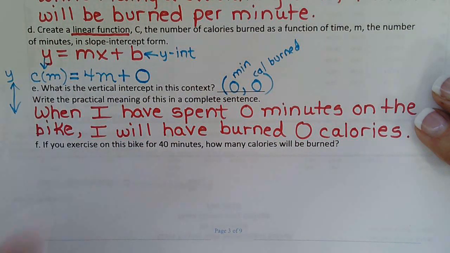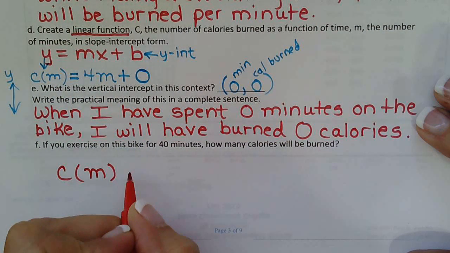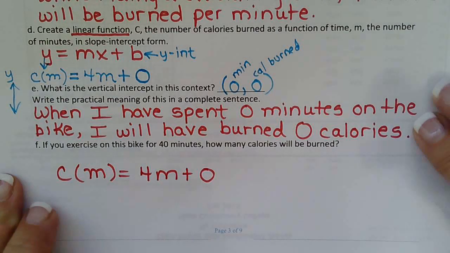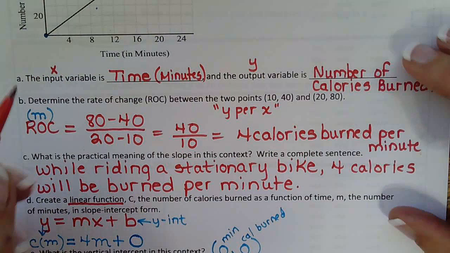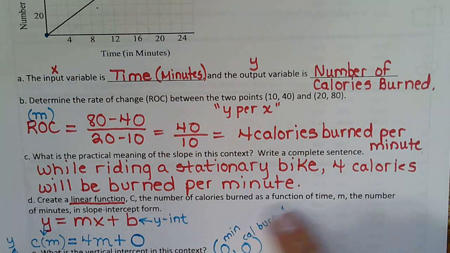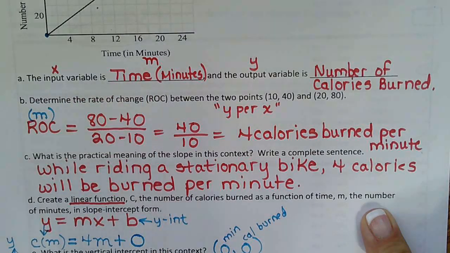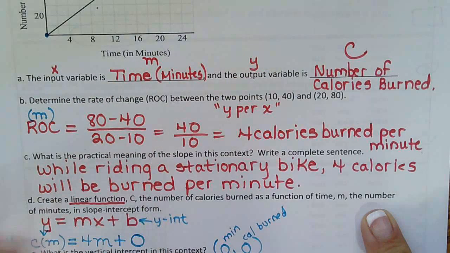equation. So here's my equation. C of M equals 4M plus 0. And remember from up here, they wanted us to call this, let's see, M is the number of minutes. So this they are calling M. And C is the number of calories burned. So they called that C.